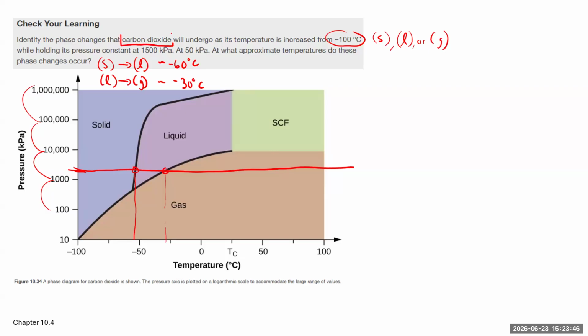Every substance will have its own phase diagram, and these are created experimentally. So you're not going to have to create any of these. You're just going to learn how to read them, check the temperature and the pressure, and figure out what phase it's in. Also, what phases it could be in if it changes pressure or temperature. All right.